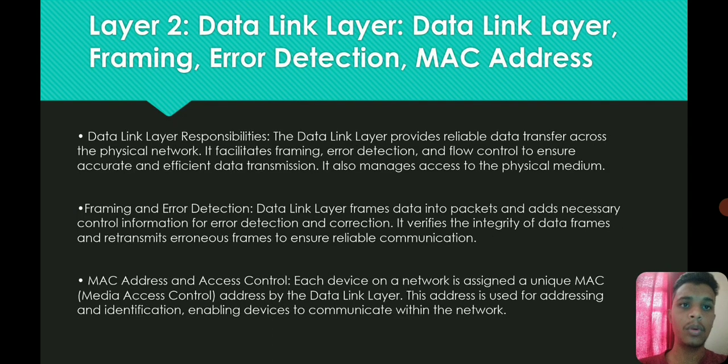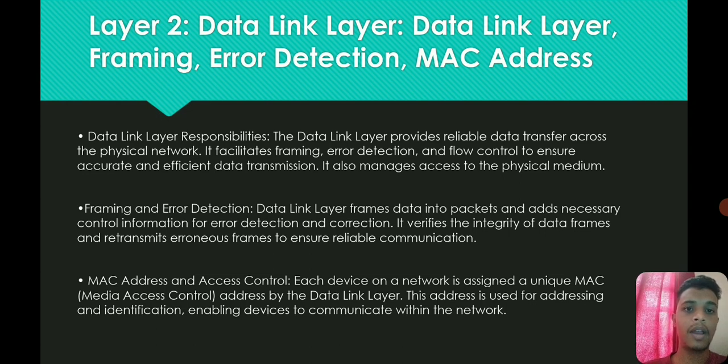In Layer 2, the data link layer. The data link layer responsibilities: the data link layer provides reliable data transfer across the physical network. It facilitates framing, error detection, and flow control to ensure accurate and efficient data transmission. It also manages access to the physical medium.